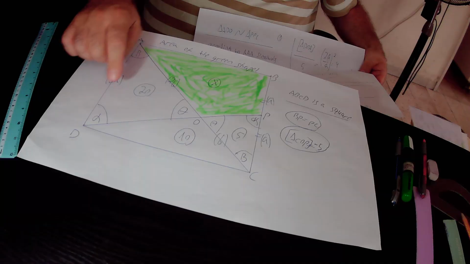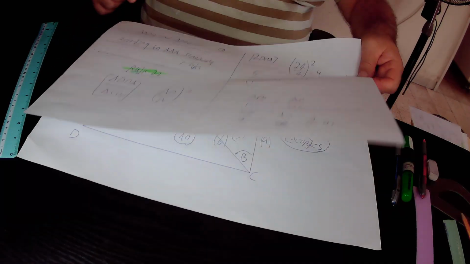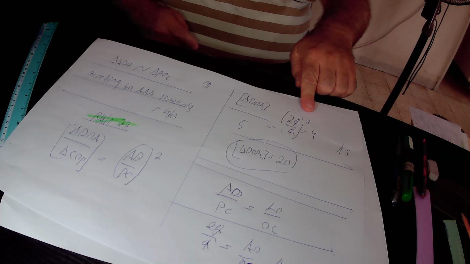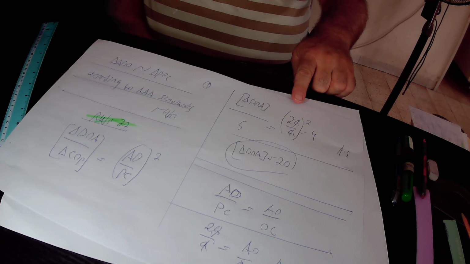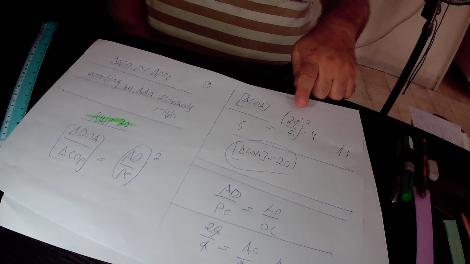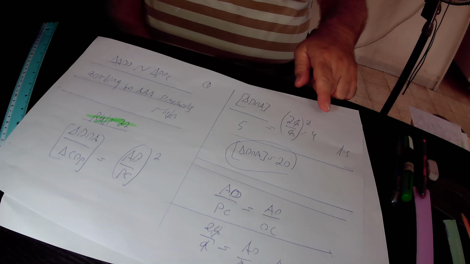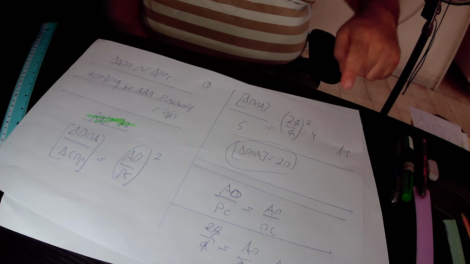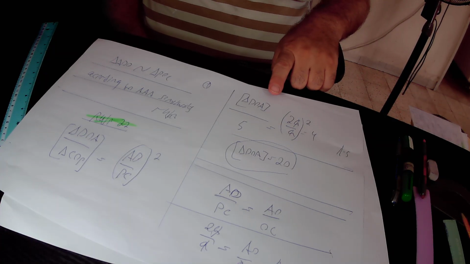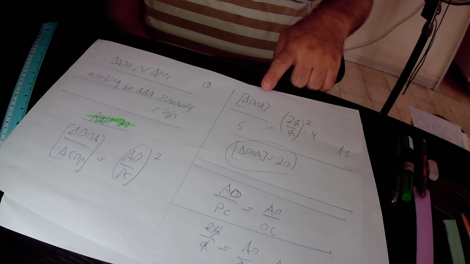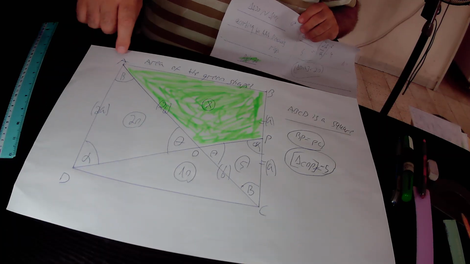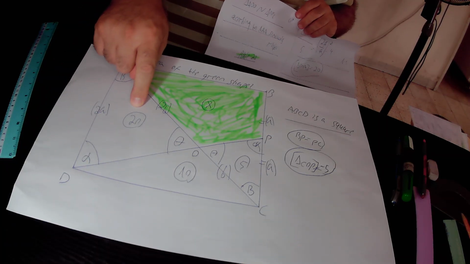AD is 2A, PC is A, so we have 2A over A, squared. We have A in the numerator and A in the denominator, so A will get cancelled. We have here 2 squared, that is 4. So in total, we found out that the area of the big triangle DOA over 5 equals 4. Here we multiply this equation by 5 and finally found out that the big triangle DOA equals 5 times 4, that is 20 square units. The area of this big triangle DOA is equal to 20 square units.